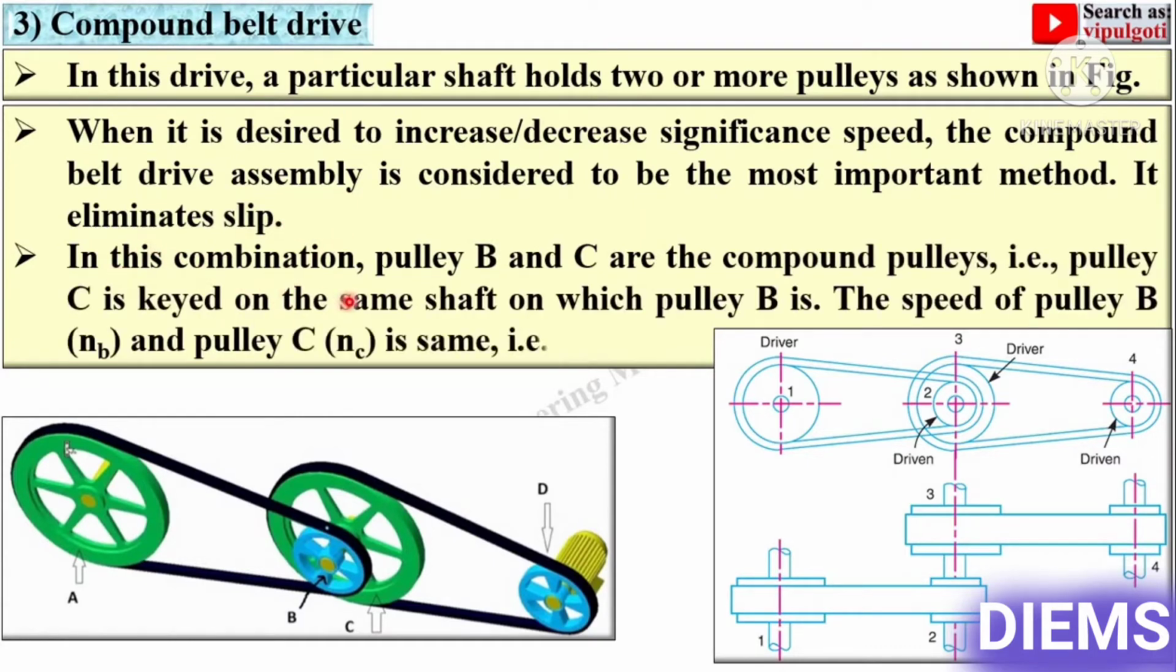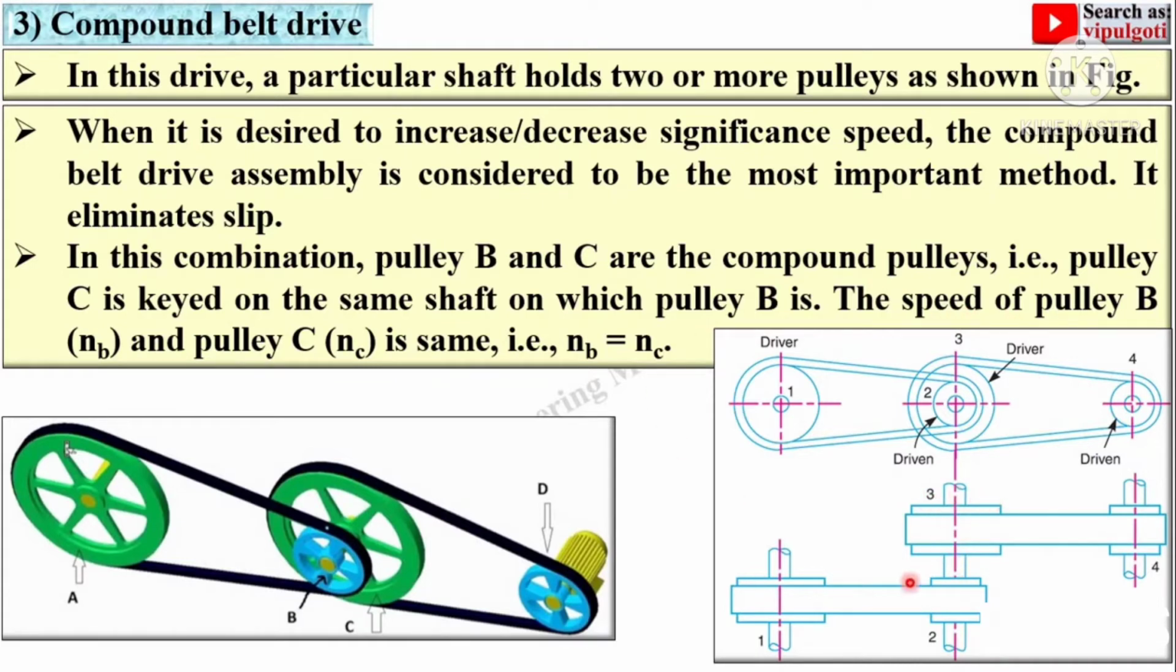In this combination, pulley B and C are the compound pulleys. That means pulley C is keyed on the same shaft on which pulley B is. So in this figure you can see on the same shaft pulley 2 and pulley 3 are mounted. That's why both the pulleys are called compound pulleys.